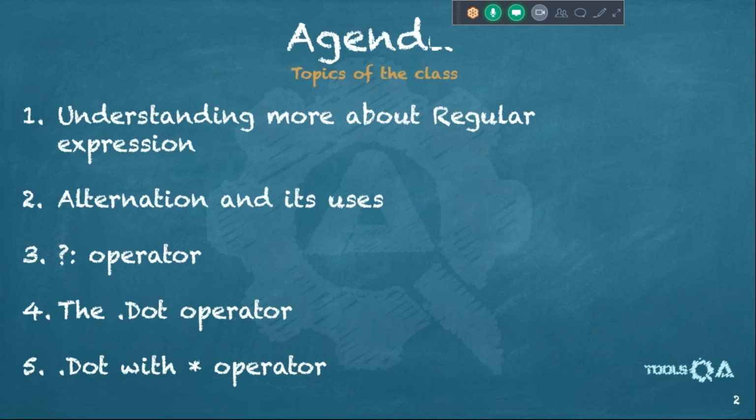The agenda for today is the first thing that we want to understand is what exactly a regular expression is. Then we will talk about the alternation. It's again a concept in regular expressions. Then we will talk about the question mark colon operator, which is very specific to Cucumber. Then we will talk about the dot operator, and then we will talk about the sequence of dot and asterisk. Now asterisk is another operator that is very helpful and very useful while writing really good step definitions. So let me just quickly take you through the first section from today's agenda.